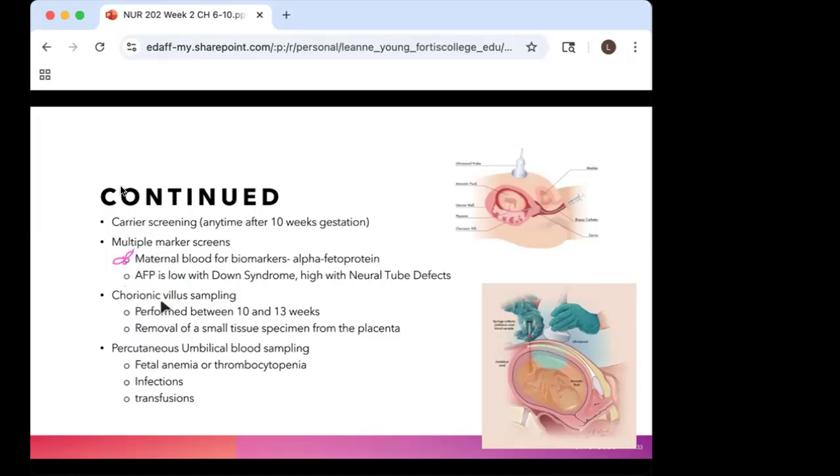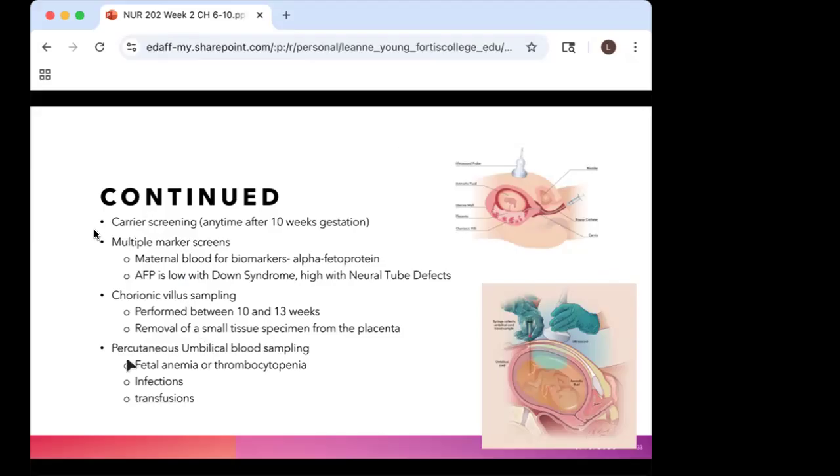Chorionic villus sampling is performed between 10 and 13 weeks, and this is removal of a small tissue from the placenta. I have a picture over here. In the next slide or so, I have a video that you can watch that shows how chorionic villus sampling is performed, and I think I also have one on amniocentesis. I believe those are the two that I included.